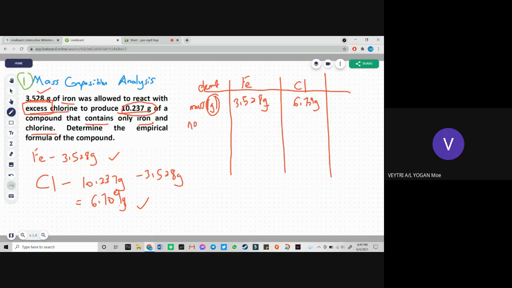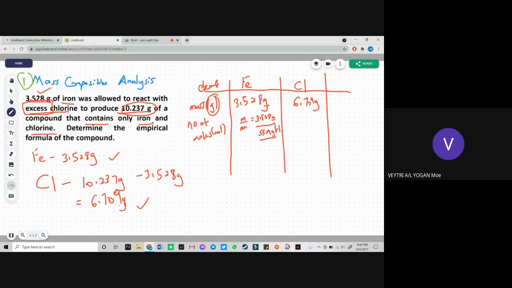How do you calculate number of moles? Number of moles tadi kita dah belajar. Number of moles is mass over molar mass, right? So mass over molar mass. You'll get 3.528. According to the periodic table, the molar mass of iron is 55.9. You get 55.9. Jangan lupa unit gram per mole. Okay, this is 55.9. And then sebelum calculate tu dulu, buat untuk Cl dulu.